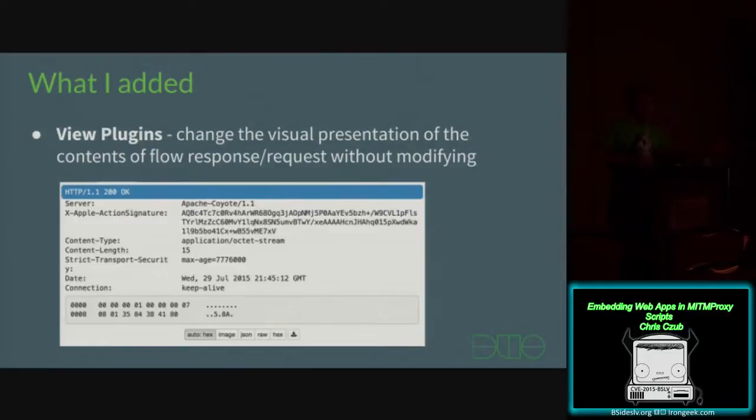For example, right here, I'm showing off a hex view. So you'll see at the bottom, it says auto hex, and then there's a new hex tab. MITMProxy's web UI didn't have hex support when I started this work. So I created a little hex dump plugin, added it. Now you can view hex in the browser. It's super easy.